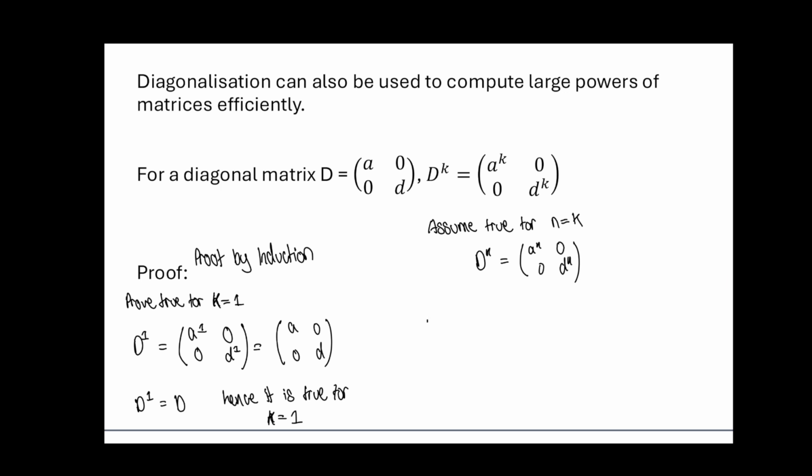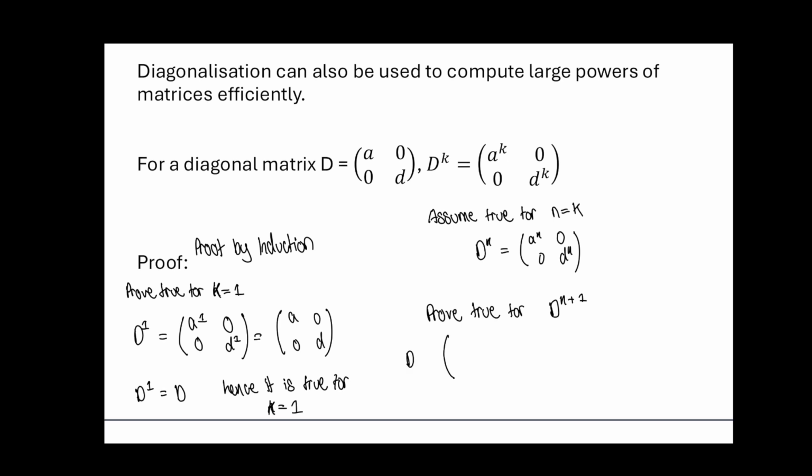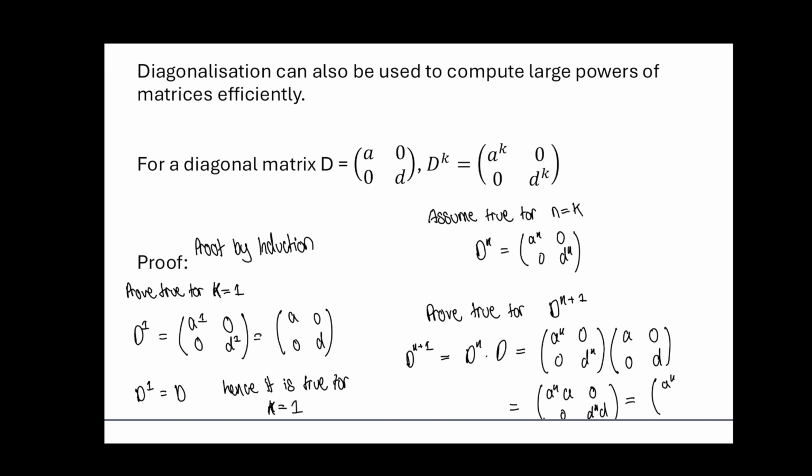And what we are now going to do is prove that this is true for k plus 1. So here we will have D to the power of k plus 1, which is the same as D to the power of k multiplied by D. So here we will have a to the power of k, 0, 0, d to the power of k from this, because we assume this is true. And then D is just a, 0, 0, d. And we are left with a^k times a, 0, 0, d^k times d. This can be rewritten as a^(k+1), 0, 0, d^(k+1).